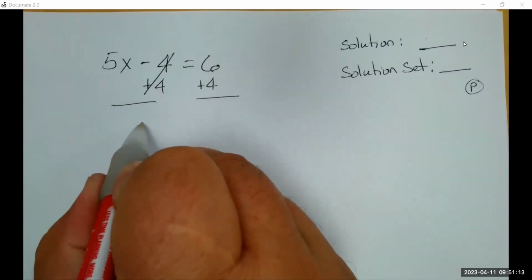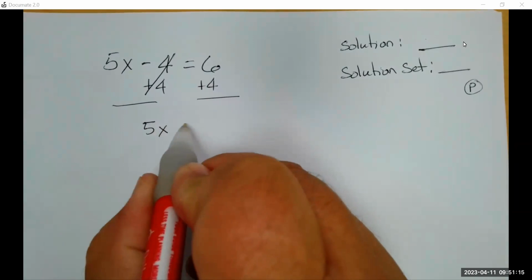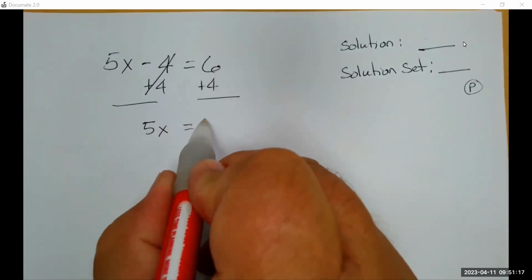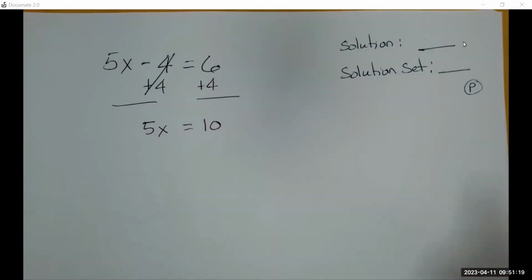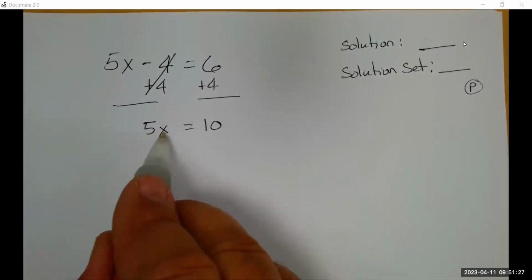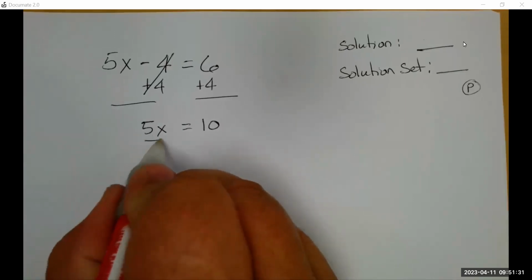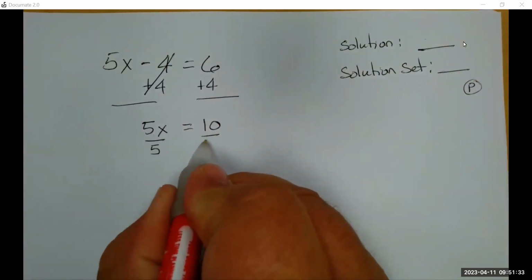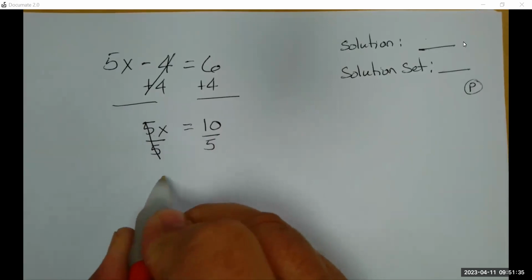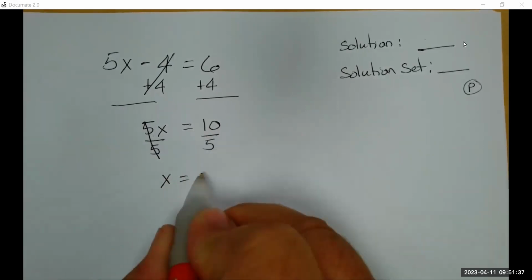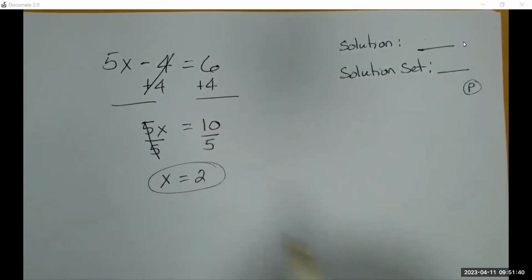-4 + 4 cancel out. 6 + 4 is 10. Now what? Divide by 5. Why divide? So you can get the x. Yes, because 5 is attached to x by multiplication. The opposite of multiplication is division. So divide 5 to both sides. 10 divided by 5 is 2.